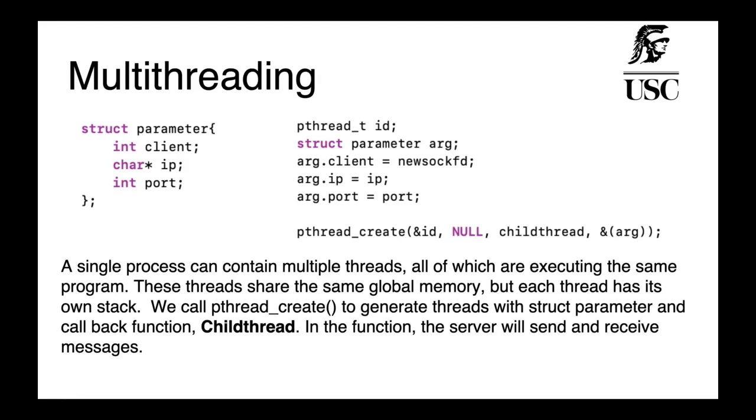The third part of our important code is multi-threading. A single process can contain multiple threads. In this laboratory, we create several threads in our code. Those threads share the same global memory, but each thread has its own stack. So basically, in the function, the server can send and receive messages through the threads.